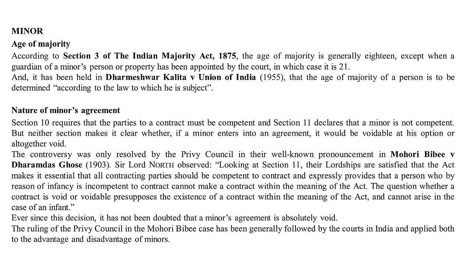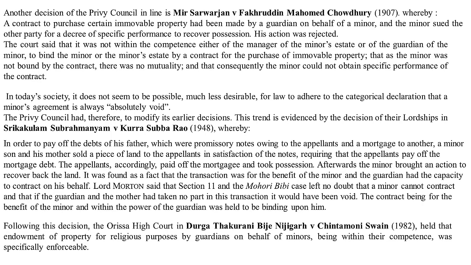The ruling of the Privy Council in the Mohori Bibi case has been generally followed by the courts in India and applied both to the advantage and disadvantage of minors, as seen in the case of Mir Sarwarjan versus Fakhruddin Muhammad Chaudhary, where a contract to purchase certain immovable property had been made by a guardian on behalf of a minor, and the minor sued the other party for a decree of specific performance to recover possession. His action was rejected. The court said that it was not within the competence either of the manager of the minor estate or of the guardian of the minor to bind the minor or the minor estate by a contract for the purchase of immovable property. It also held that as the minor was not bound by the contract, there was no mutuality, and that consequently the minor could not obtain specific performance of the contract.